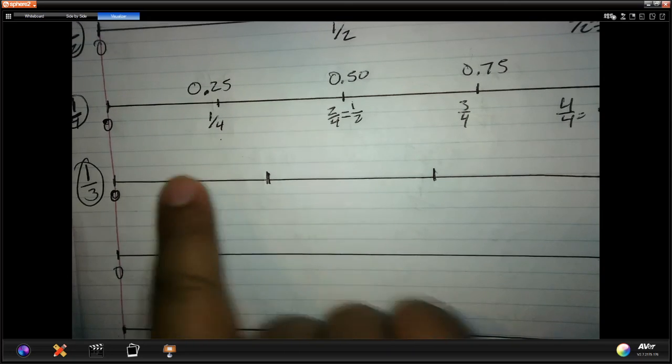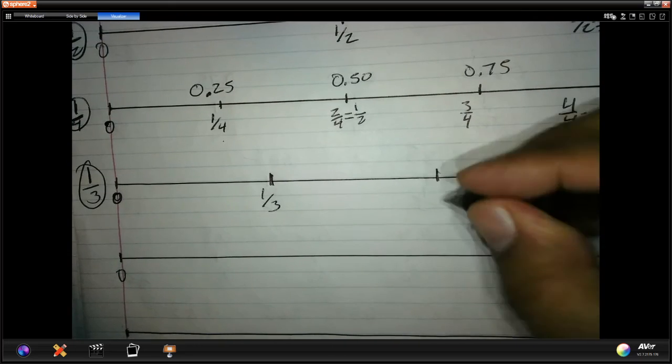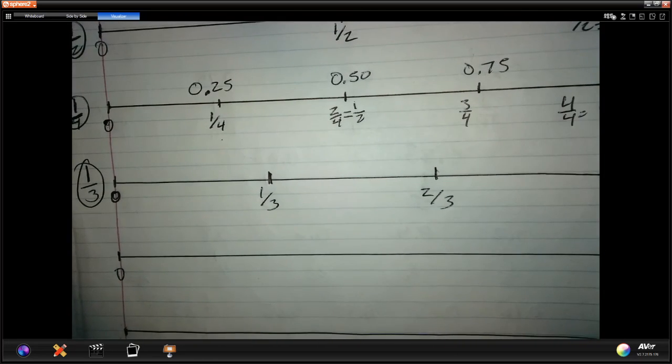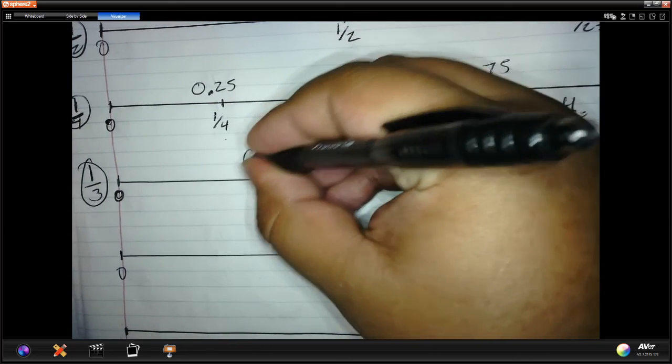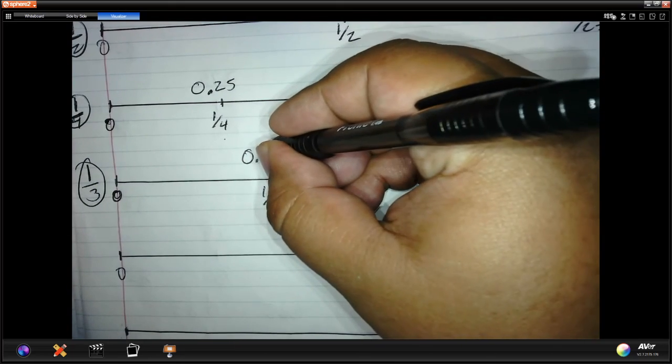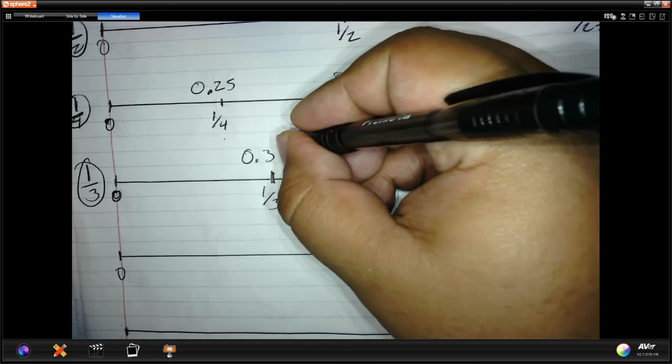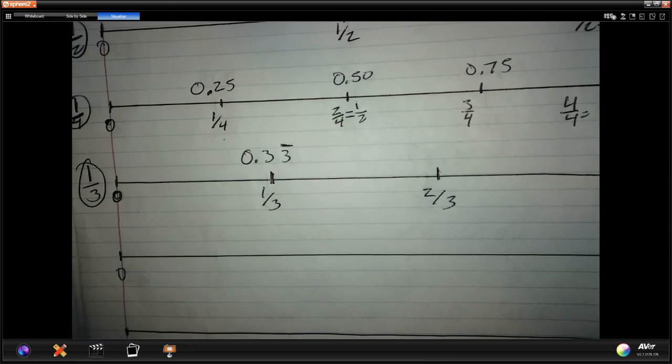So 1, 2, 3 spaces. My first one is 1/3. The second one is 2/3. And I'm just going to go ahead and put our decimals. Some of us may remember this 1/3. It's 0.33, and that 3 is repeating.